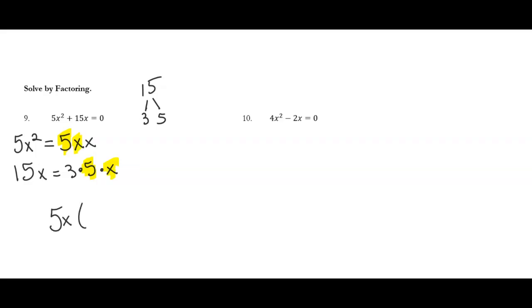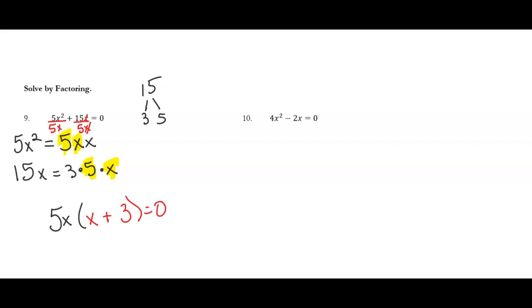Now, the way I find out what's left over is you can also do it this way. Sometimes people will divide, because I took out a 5x. 5 divided by 5 is 1. I had 2 x's. I took 1 out, so I'm left with 1 inside. And then I also divide this by 5x. 15 divided by 5 is 3. And the x's are gone. So it's just 3.